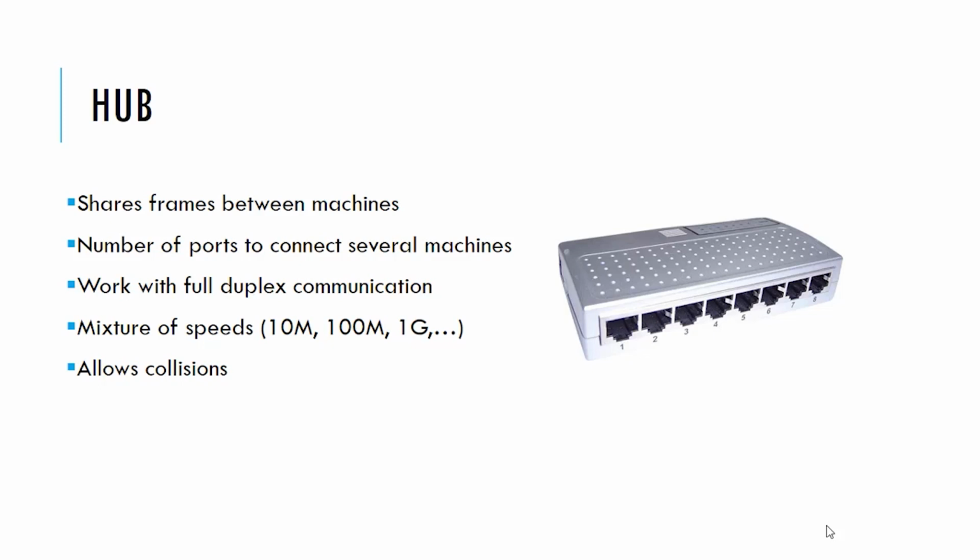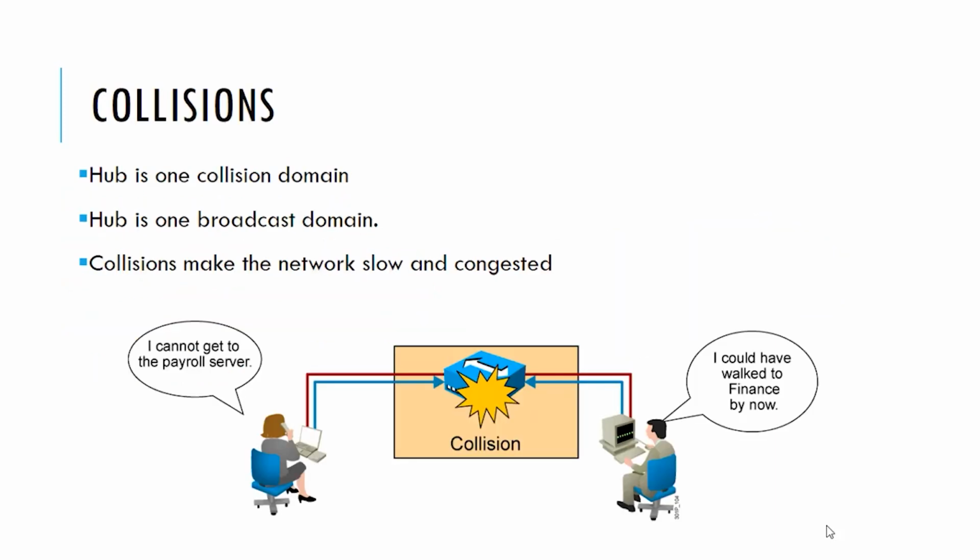A sender can send, meanwhile another sender wants to send, which means that both signals from sender A and sender B can meet at the same time inside the hub, forming a jam signal that has no meaning. At this point, sender A and sender B have to resend their messages. Collisions mean the hub is one collision domain. The hub is one broadcast domain. Collisions make the network slow and congested.